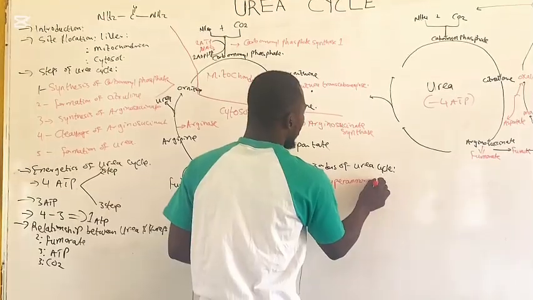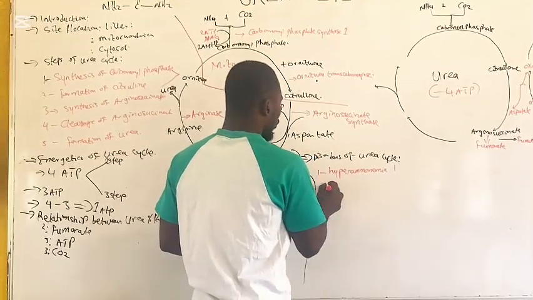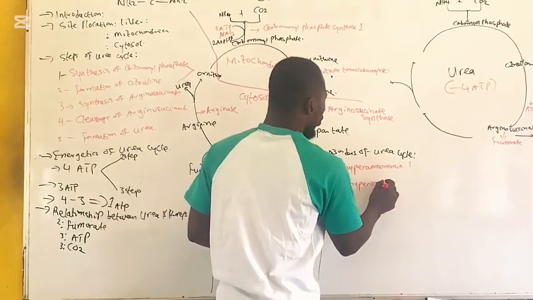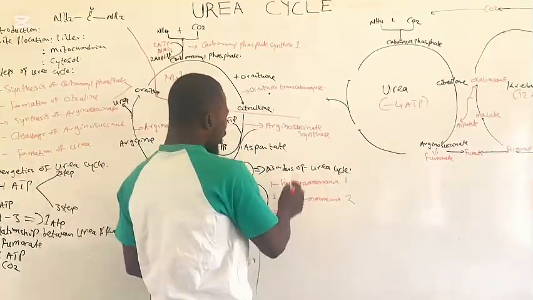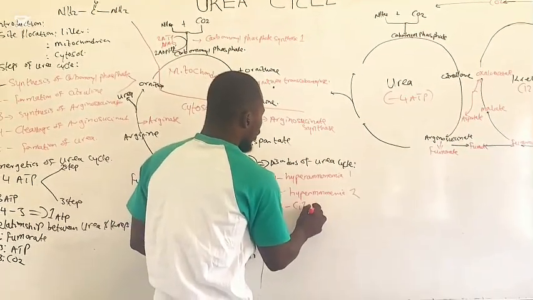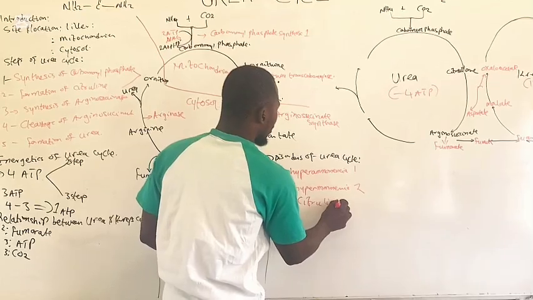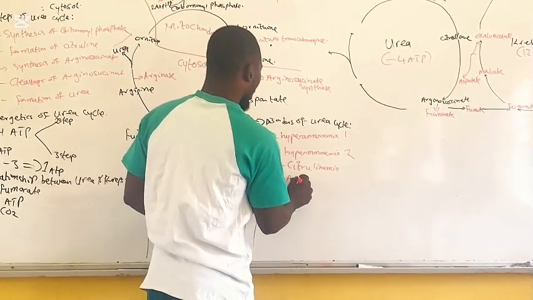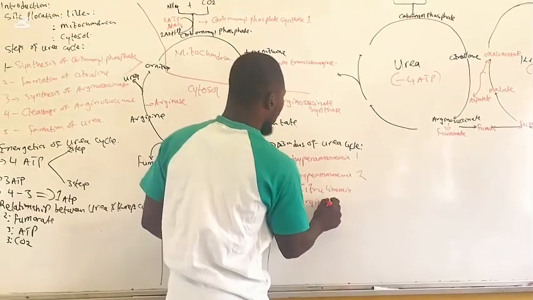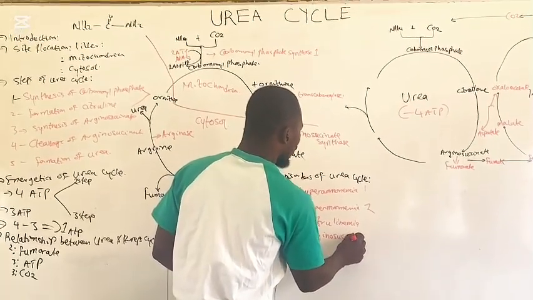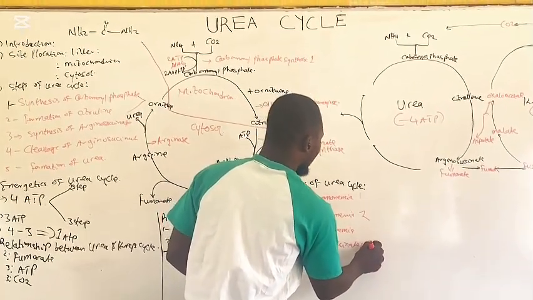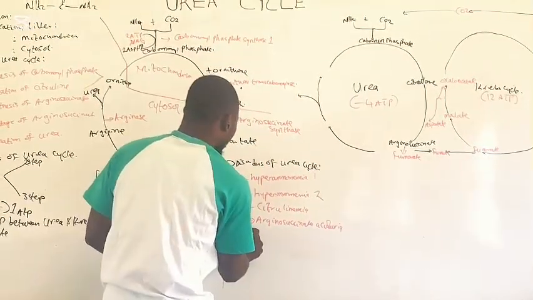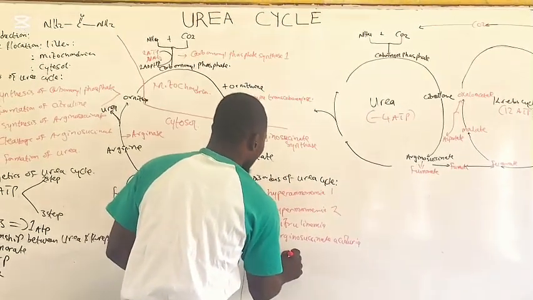hyperammonemia. Two, there is hyperammonemia. Three, citrullinemia. Four, argininosuccinate aciduria, and five is hyperargininemia.